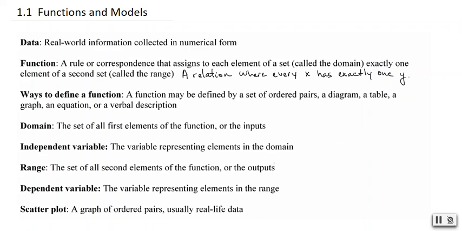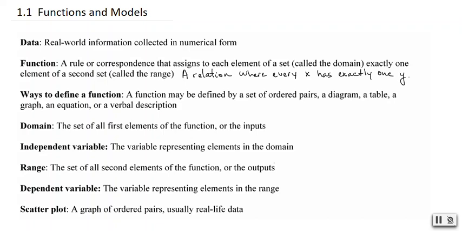Okay. There are several ways to define a function. You can define it by a set of ordered pairs, a diagram, a table, a graph, an equation, or you can just verbally describe a function. We'll see several today, and we'll talk about what makes these things functions.